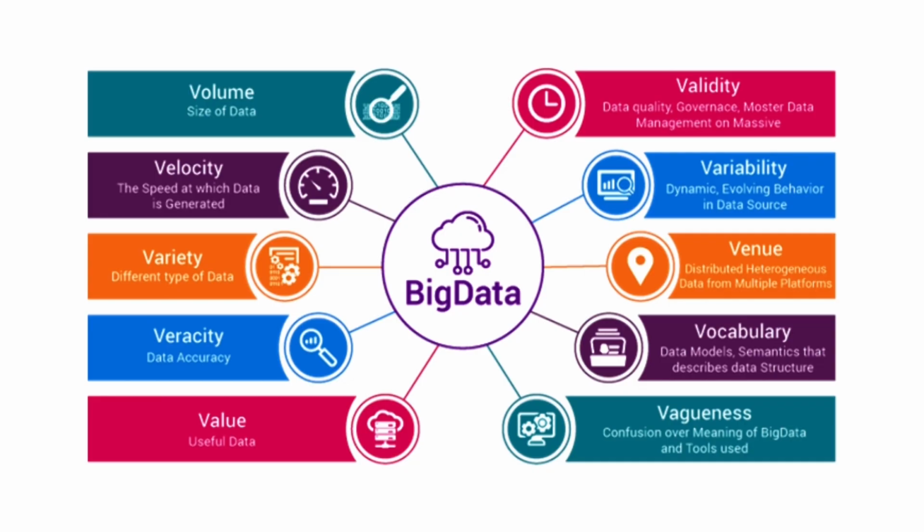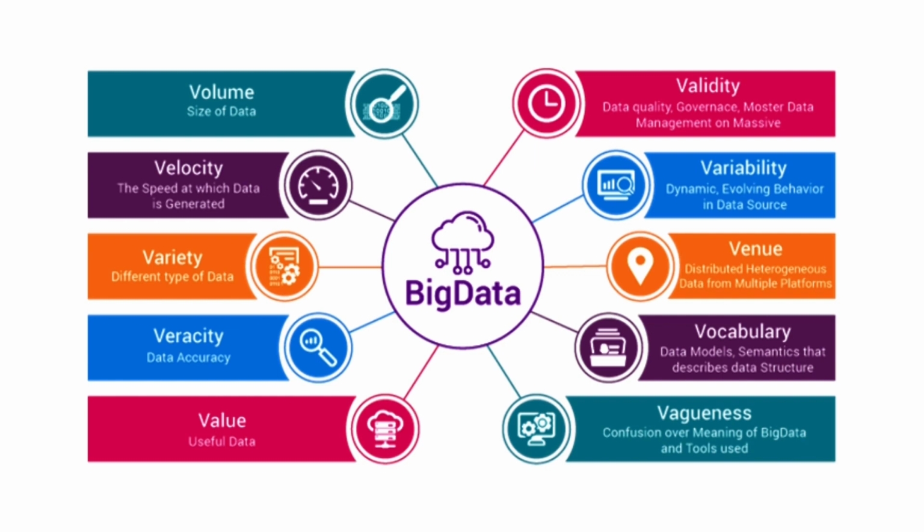Then data models, semantics, and description of data structures are important, because there are certain terminologies and certain approaches. Vagueness is there, confusion over the meaning of big data and the tools used. There is a change of tool with the change of time, and what we observe is that the big data approach is changing with the change of time, and there's a lot of confusion. So how are you going to come out of that?